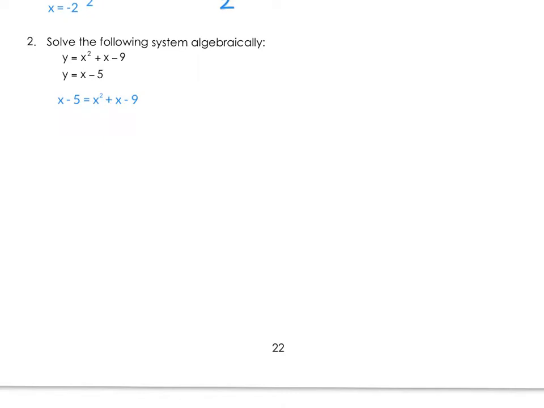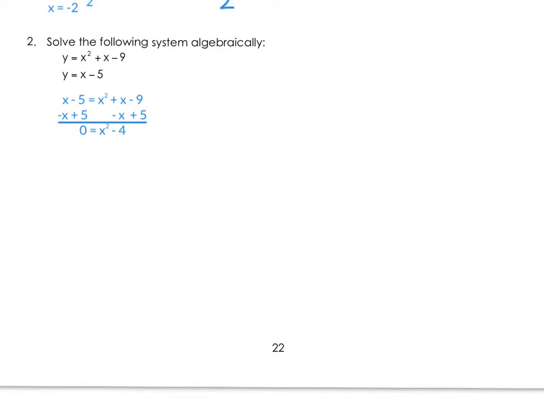The next step is to get them to be, since it's a quadratic, I need it equal to 0 in order to solve. So we like that the a value is already positive here, so I'm going to move the x and the -5 over to this side so that I can keep my a value positive. So do that by subtracting x and adding 5 to both sides. Then I end up with 0 equals x squared minus 4.